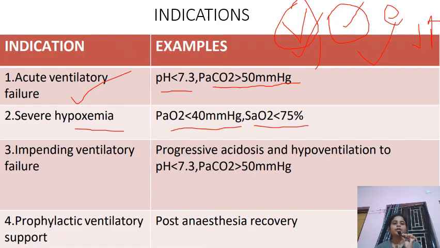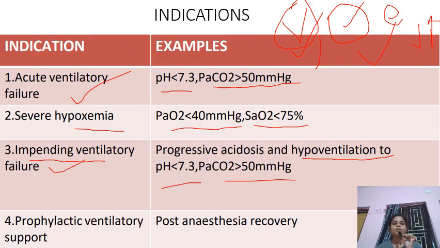Then impending ventilatory failure. In impending ventilatory failure, suppose you are seeing a patient who is going to progress. One or two ABGs you have done and you see that there is a significant acidosis. Then when you do another ABG you see that the acidosis is increasing and increasing. That might be because of hypoventilation. So pH will be less than 7.3 or PCO2 will be rising.